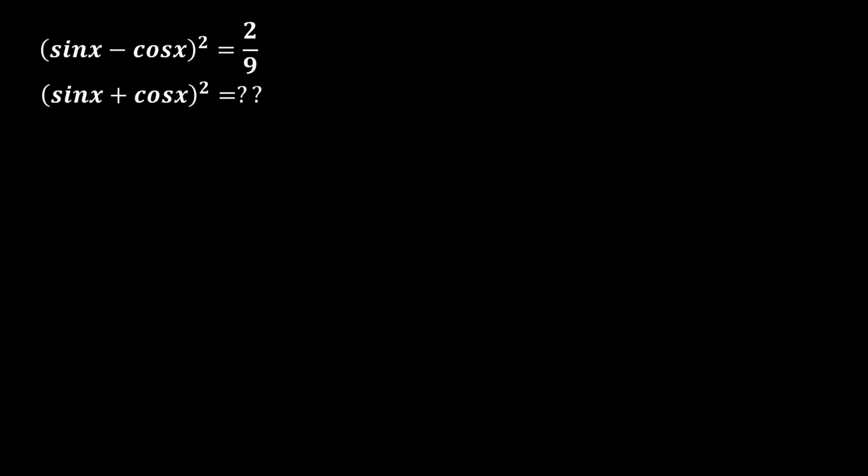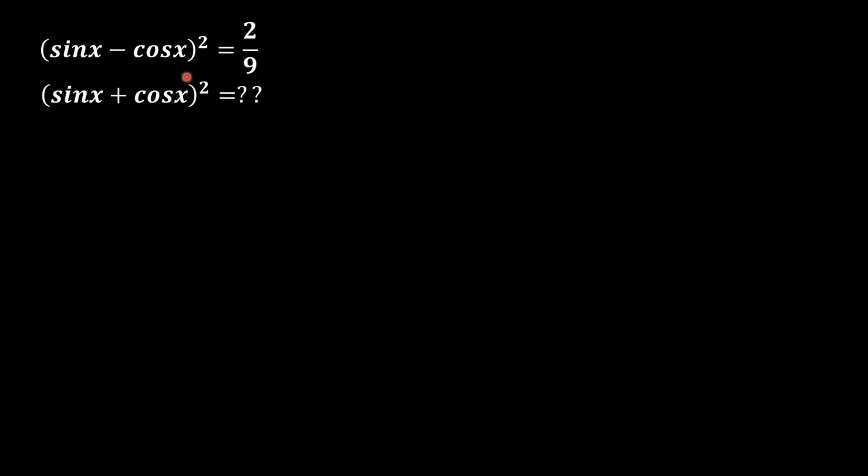Welcome to AIME. Today in this video we are going to solve a trigonometric problem, and we will solve this expression in two ways, which means I will tell you two methods to solve this question. Our given question is (sin x minus cos x) whole square equal to 2 over 9, which is the given equation, and the required expression is (sin x plus cos x) whole square equal to what?